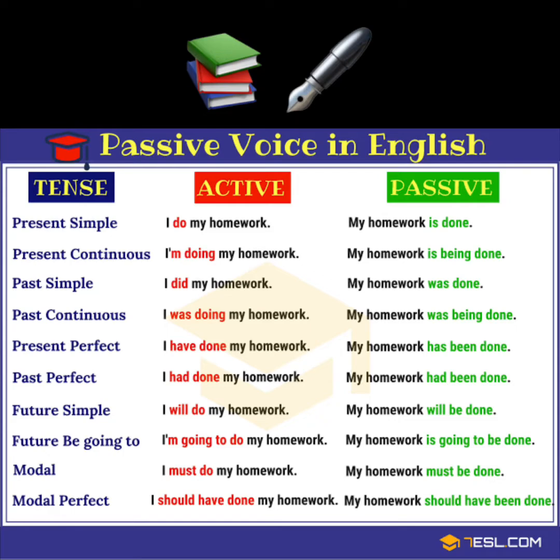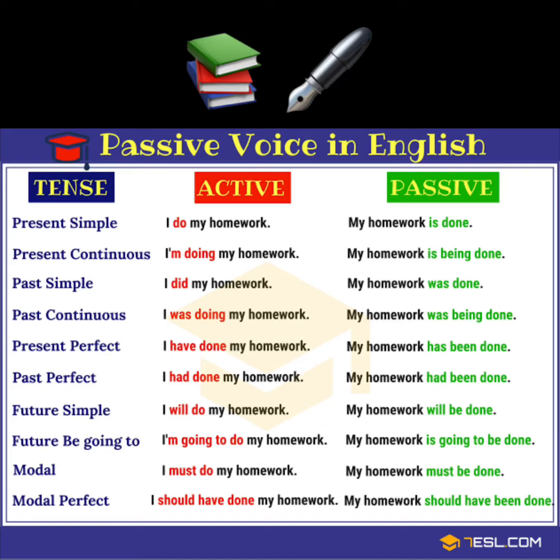Present perfect. I have done my homework. My homework has been done. If we have has or have in active voice, then it will change into have or has plus been plus third form of verb. Next is past perfect. I had done my homework. My homework had been done. Future simple. I will do my homework. My homework will be done.